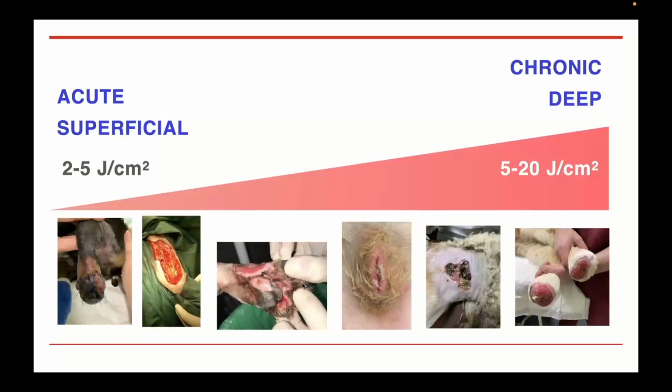For acute superficial wounds, we need only 2 to 5 joules per square centimeter. And on the other hand, if we are treating very chronic wounds or very deep conditions, the starting dose is around 4 or 5 joules per square centimeter, and we often treat with 10 or more joules per square centimeter. For some very challenging conditions, like feline eosinophilic complex and lick granulomas, sometimes doses of 20 to 30 joules per square centimeter have been described.